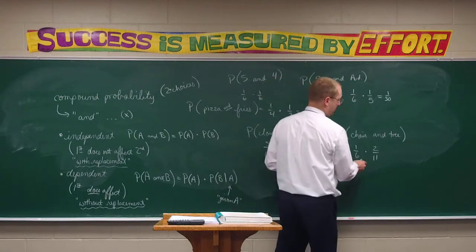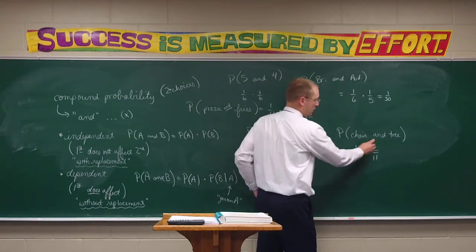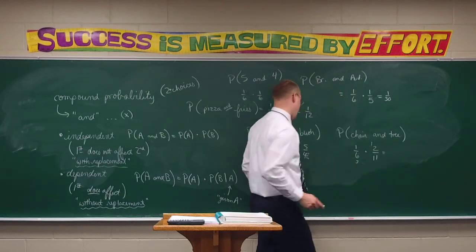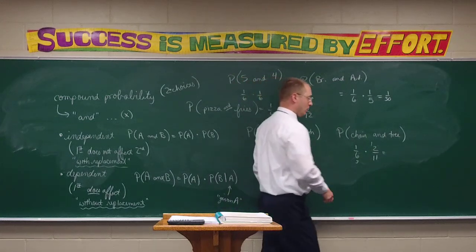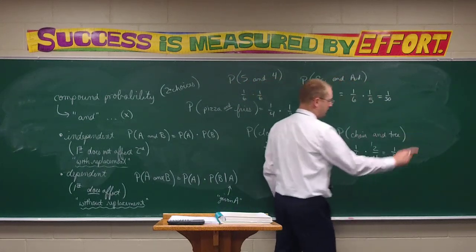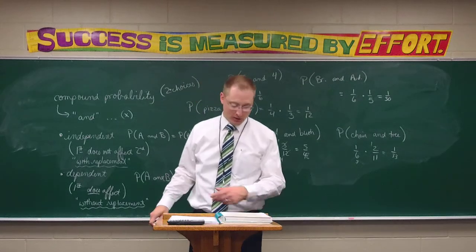We do a little bit of reducing, by the way. 1 and 3. And so what's the odds he comes out with a chair and then he comes out with a tree? 1 to 33. 1 to 33 chance. Again, a little absurd, but whatever.